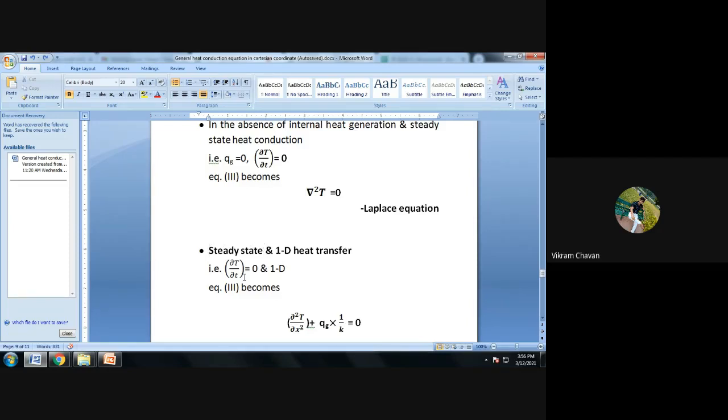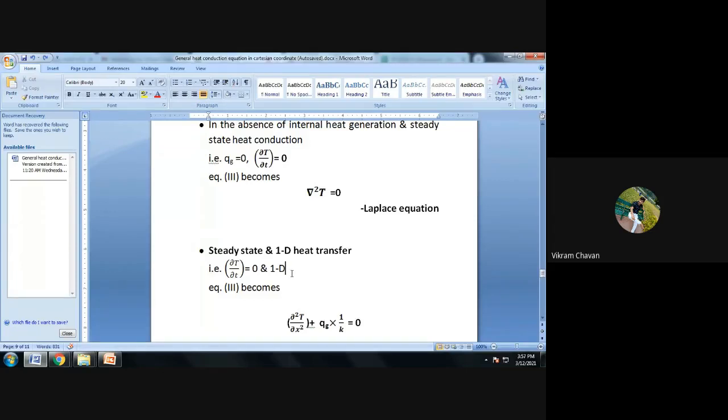So once again, steady state means what? There is no change in temperature with respect to time. So we know that ∂T/∂t is equal to 0. And we are applying one more condition, that is one-dimensional, the 1D equation.